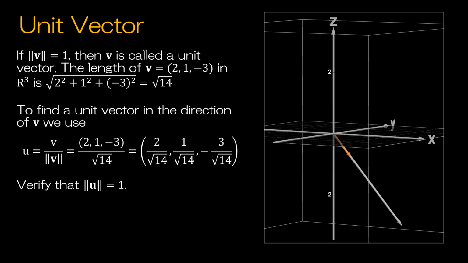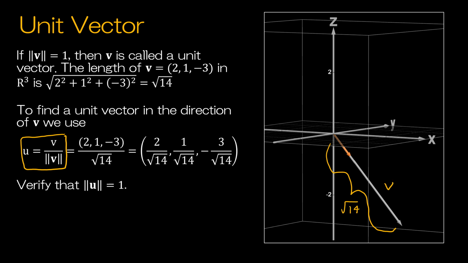We can also take a look at something called a unit vector. And a unit vector is a vector that simply has a length of 1. So you can turn any vector into a unit vector by taking the original vector and dividing it by the length of the vector. So for instance, if I have vector v, which is 2, 1, negative 3, that's this guy right here. This is vector v, and the length of that vector is radical 14.